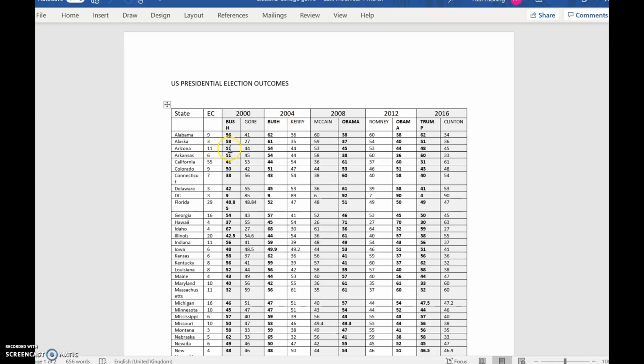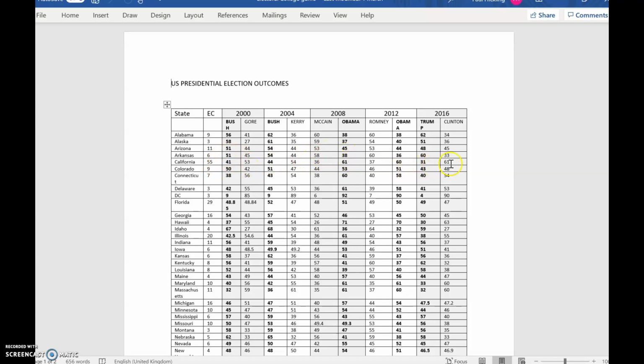Arizona looks pretty Republican, but actually, if you look at the last election, 2016, it was 48-45. So I wouldn't put that as a safe Republican state at the moment. So you wouldn't add on those 11 to that 11. Arkansas, pretty safe Republican, so you'd add on another 6 onto your 11.